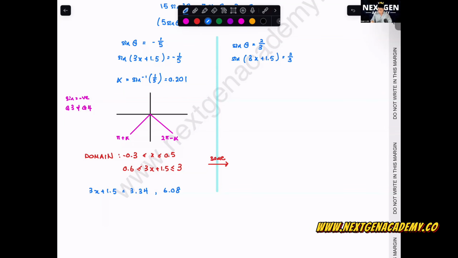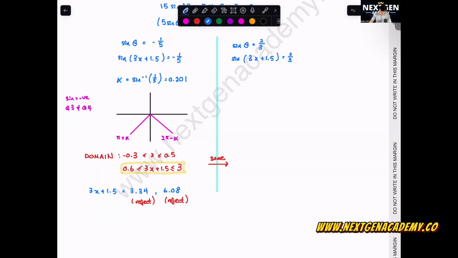Look at these two values. Is it within this domain, 0.6 to 3? No, right? For this 3x plus 1.5, by right from here, you already can reject. This one reject, this one also reject. Both of these won't be the answer because it is not within the domain. Got it? Because the 3x plus 1.5, we have to go and convert it. Let's check for the other one.